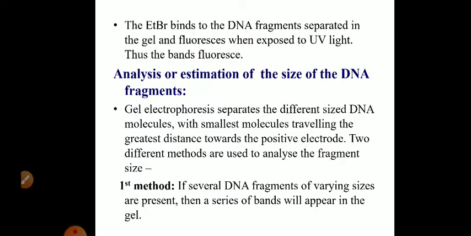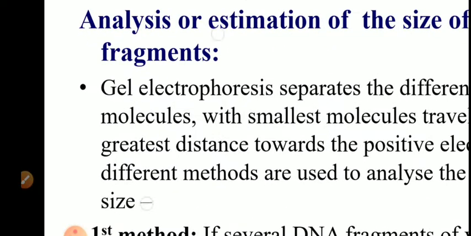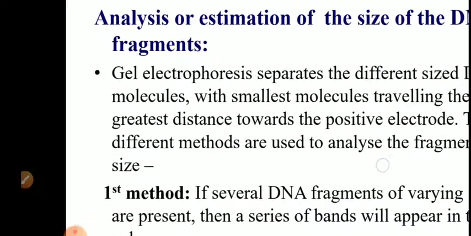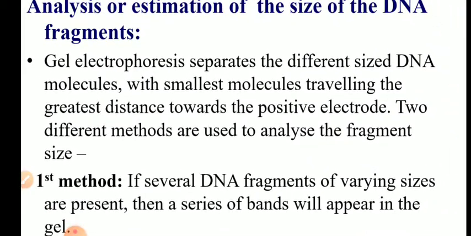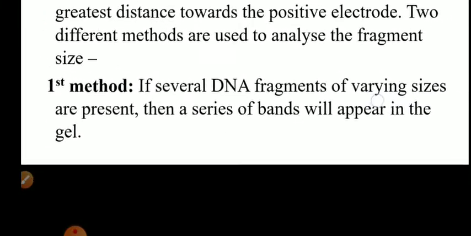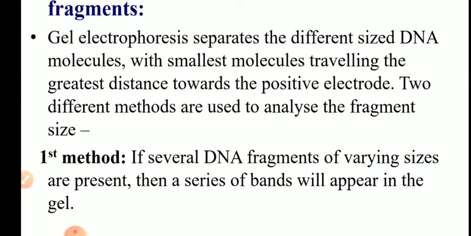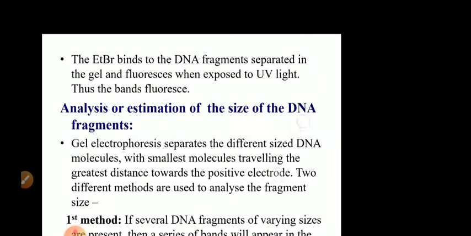Now you have to analyze or estimate the size of the DNA. There are two different methods. Gel electrophoresis separates different size DNA molecules, with the smallest molecules traveling a greater distance towards the positive electrode; small DNA fragments travel a greater distance. Now two different methods are used to analyze the fragment size. The first method is a very precise method. If several DNA fragments of various sizes are present, then a series of bands will appear in the gel.